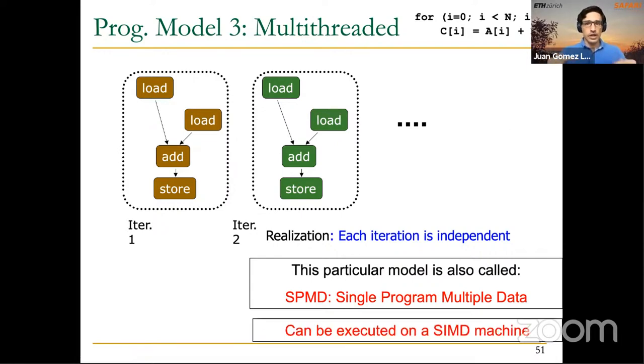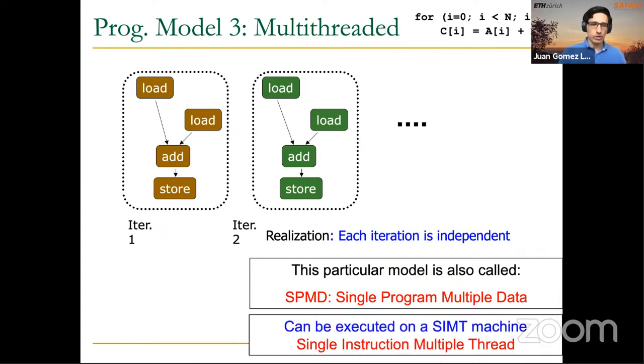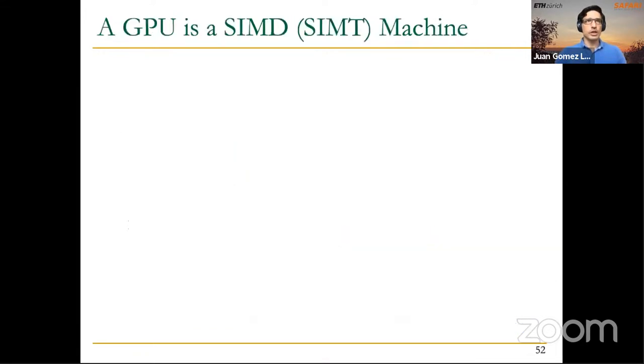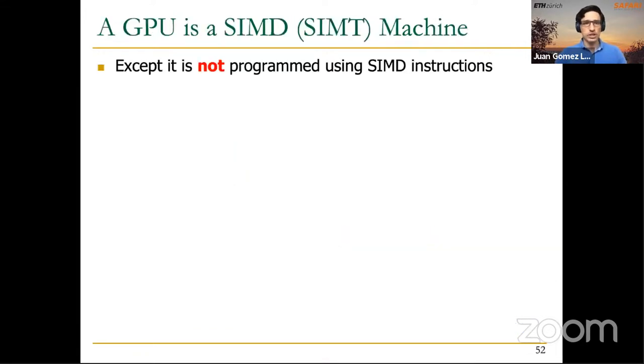And the good thing, and here is where we bring up GPUs, is that this SPMD code can be executed on a machine. You will see how we execute this on SIMD engines. In the GPU world, we talk not about SIMD, we talk about SIMT, because it's the same program and the same instructions for multiple threads of execution that are going to run together on the SIMD units. So, in summary, a GPU is a SIMD or SIMT machine.